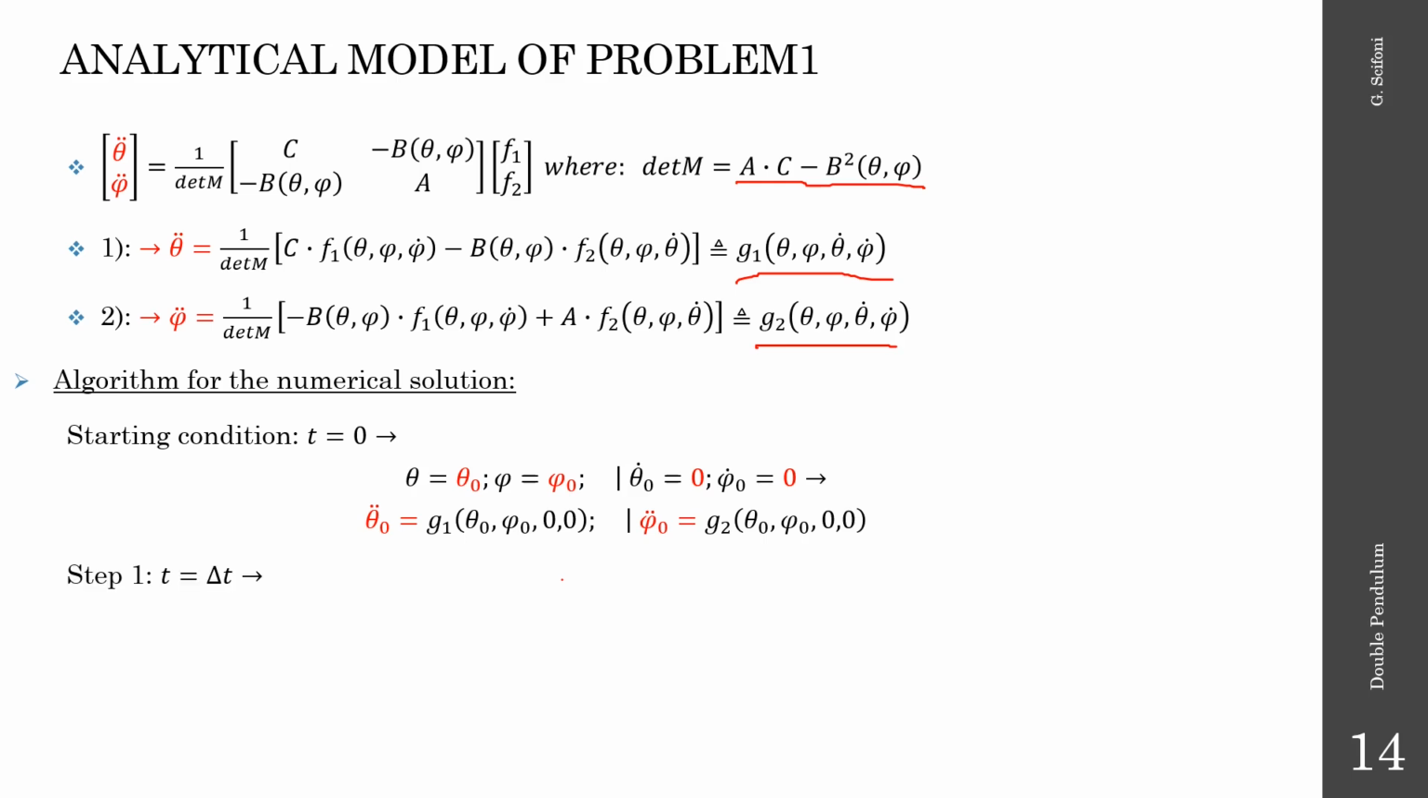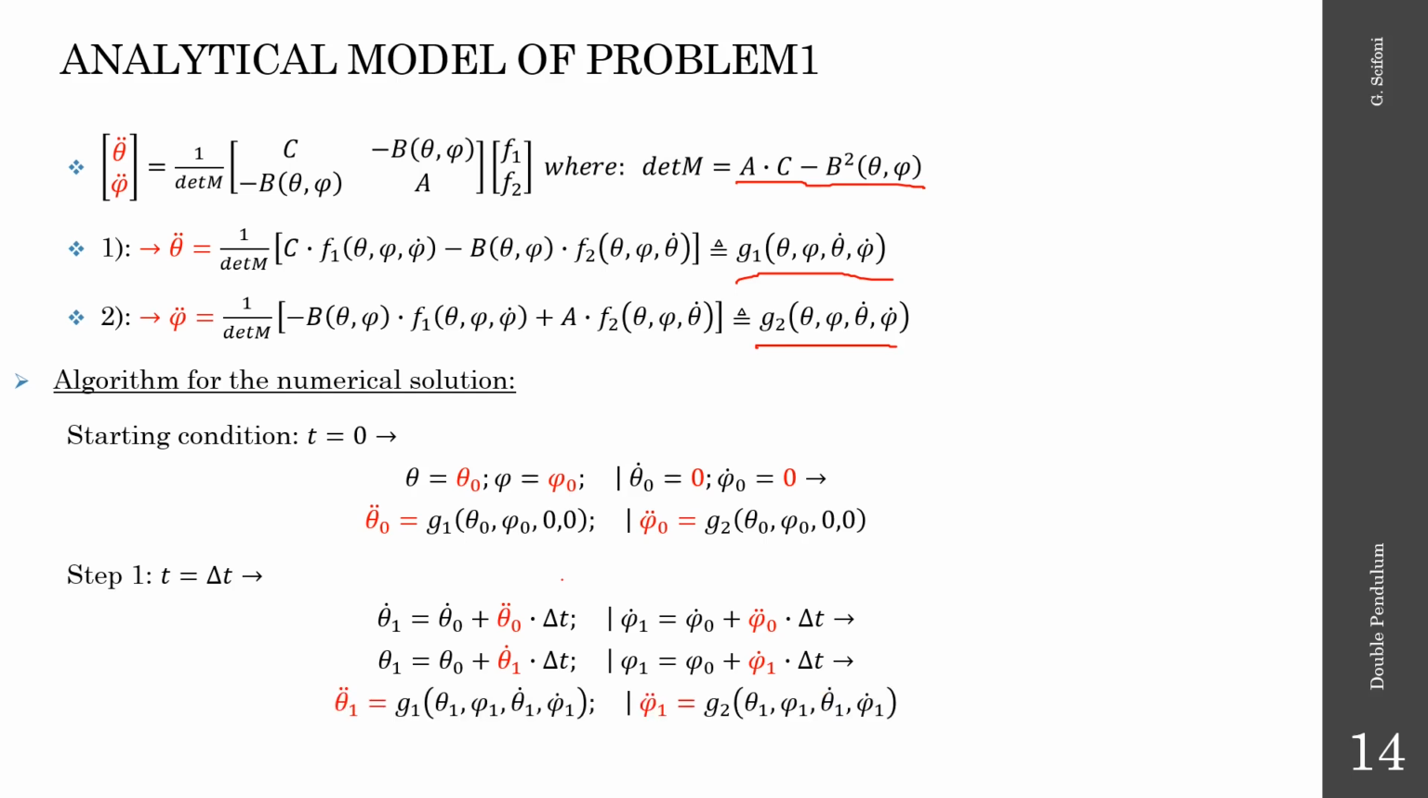The step 1 takes t equals delta time, then theta dot equals theta dot 0 plus theta double dot into delta time, and similar expression for phi dot. Theta is then given as theta 0 plus theta dot into delta time, and similarly for phi. Eventually, the new theta double dot and phi double dot are calculated with the functions g1 and g2 using the calculated step values for theta, phi, theta dot and phi dot.